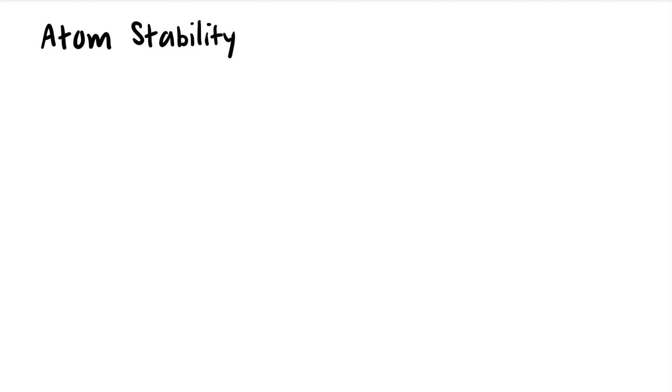Atom stability. Certain atoms are stable and therefore they do not react chemically. And many other atoms are unstable and therefore are going to react chemically. So what determines whether or not an atom is stable? It has to do with the number of valence electrons.